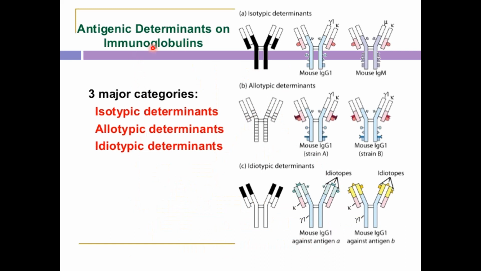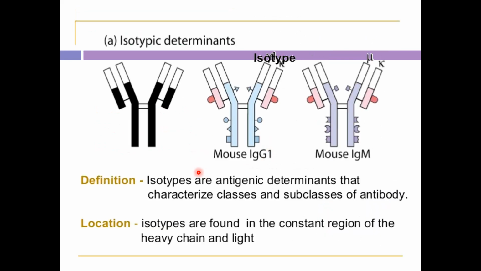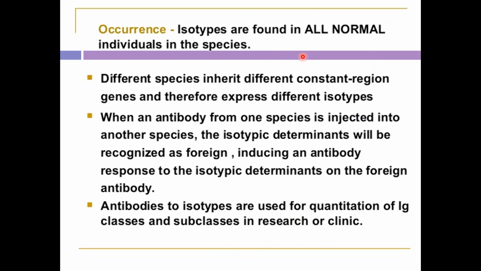Antigen determinants on immunoglobulins. Three major categories of antigen determinants on immunoglobulin: the isotype determinants, the allotype determinants, and idiotype determinants. Isotype determinants. Isotypes are antigen determinants that characterize the class and subclass of antibody. Isotypes are found in the constant region of the heavy chain and the light chain. Isotypes are found in all individuals in the species.